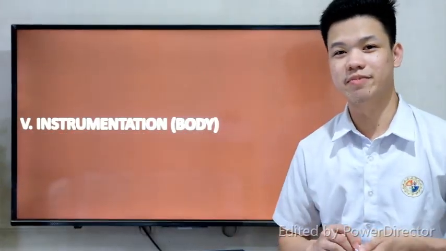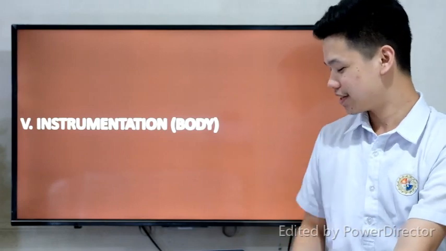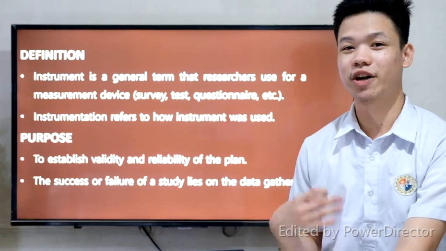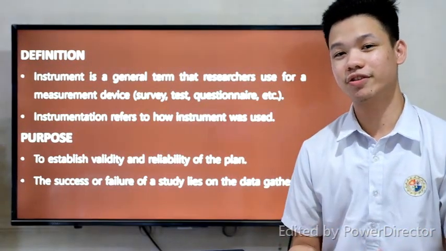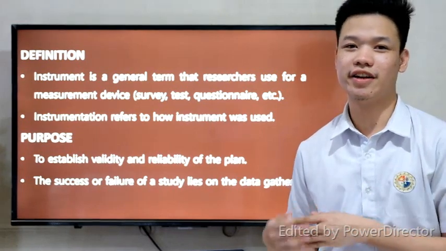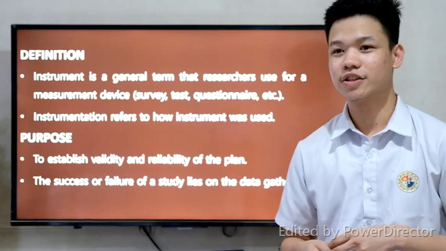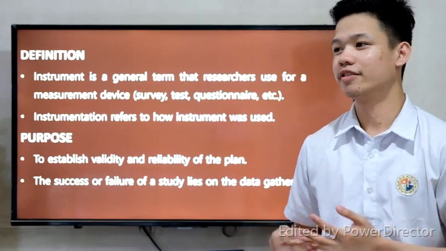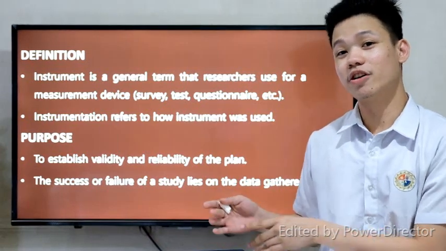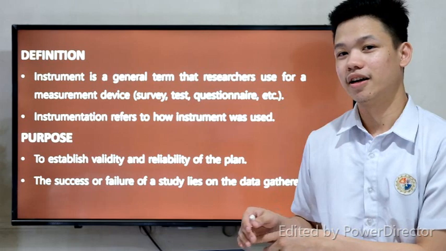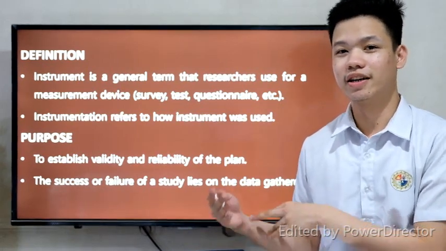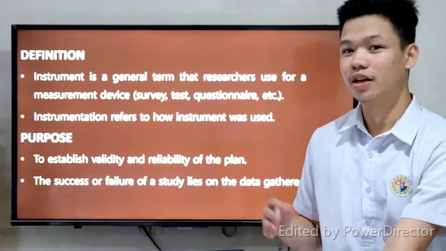So what are these instruments I am referring to? Instrument, as defined by Lincoln and Guba, is a general term used by researchers for a measurement device. This includes survey, questionnaire, and test. For example, I want to measure the financial condition of the entity. So we may use a survey, interview to the key officers of the company, but we may also use secondary data like audited financial statements in order to get more reliable and relevant data.